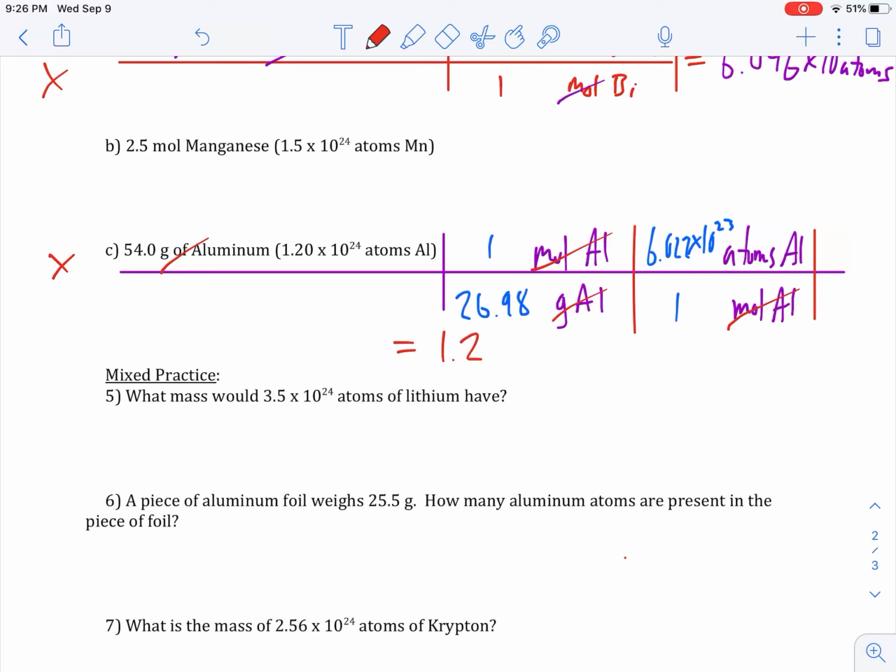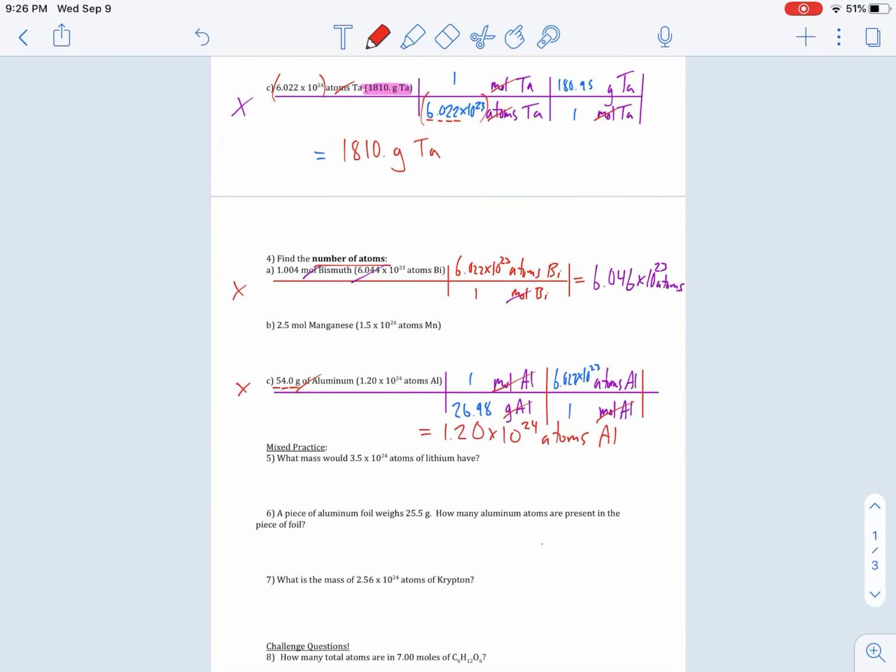I got an answer of 1.20, that's 3 sig figs, 1, 2, 3, times 10 to the 24th atoms of Al. Okay, I will post a key for this.